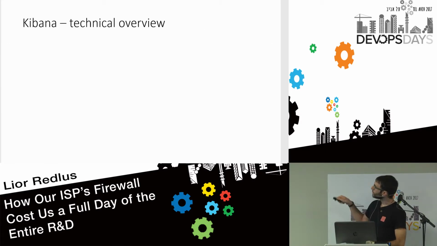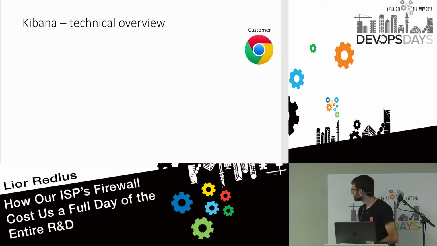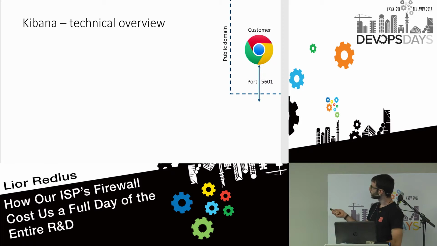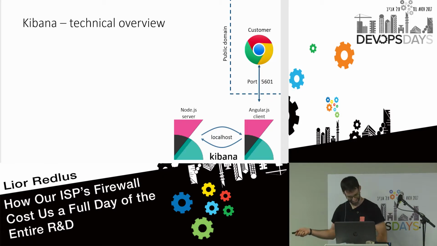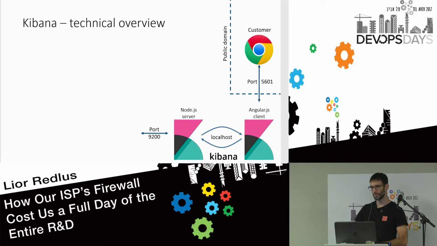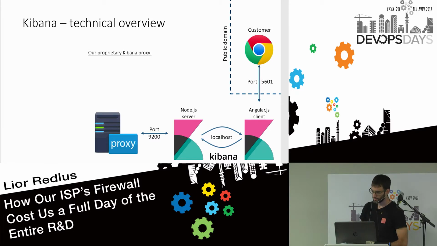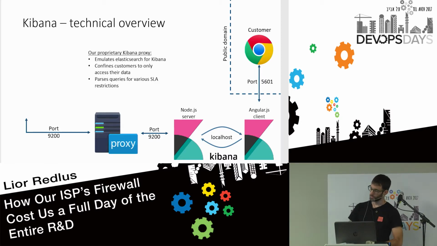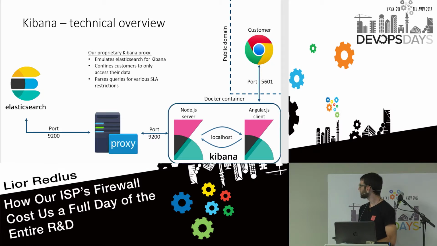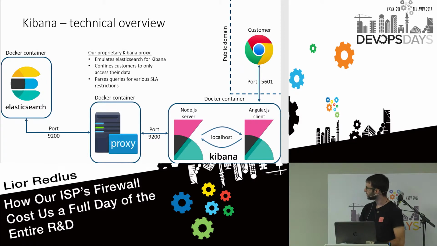So let's begin with understanding how Kibana is implemented in Coralogix. We have our customer who is in the public domain, and he interacts with our Kibana through the standard port 5601. It gets taken by the AngularJS component, and through localhost gets into the Node.js component, collectively known as Kibana. This information is transferred through the query mechanism to what Kibana thinks is Elasticsearch, but there sits our proprietary proxy, which emulates Elasticsearch for Kibana. It confines customers to only have access to their data alone, and it parses queries in order to apply various SLA restrictions. And it is then transferred into our Elasticsearch cluster. All these sit in different Docker containers, and the whole process is working as expected.